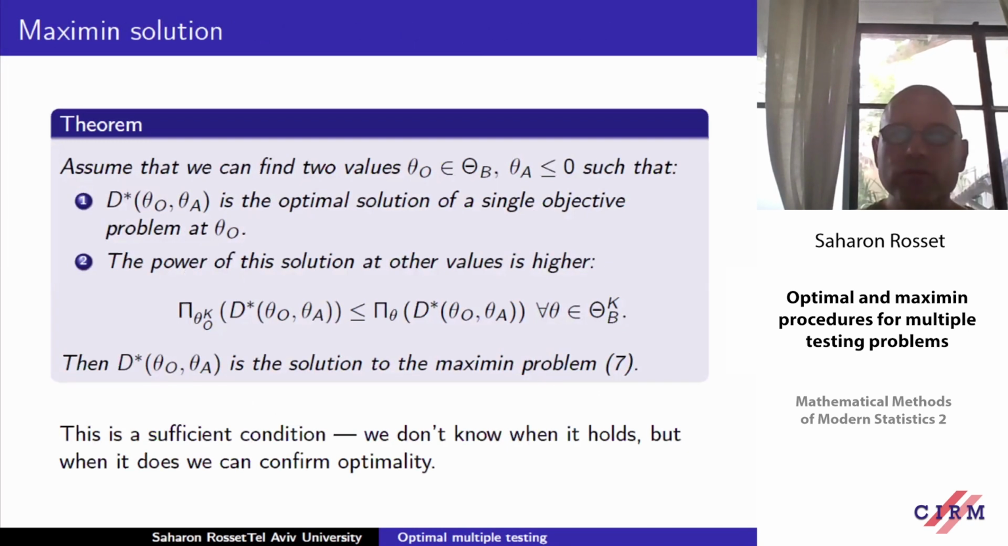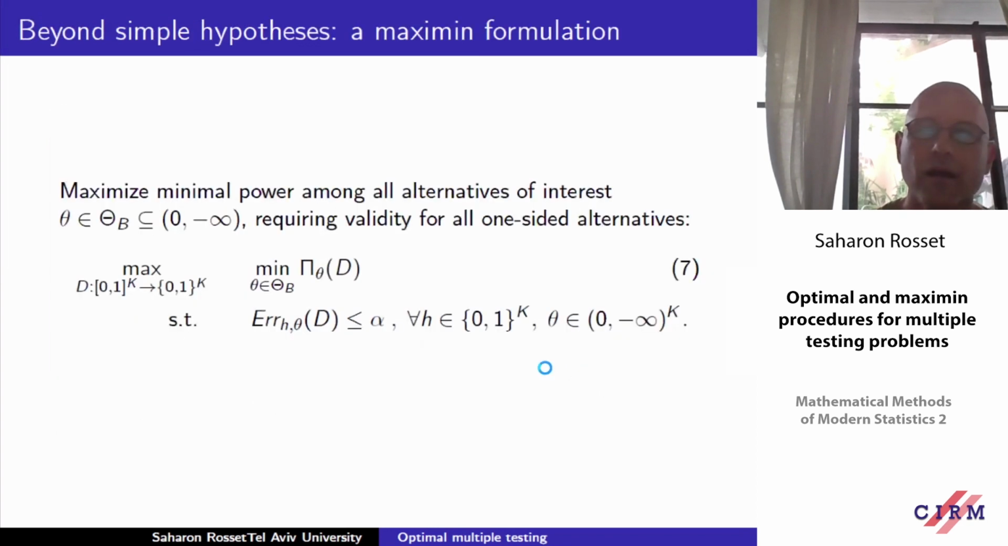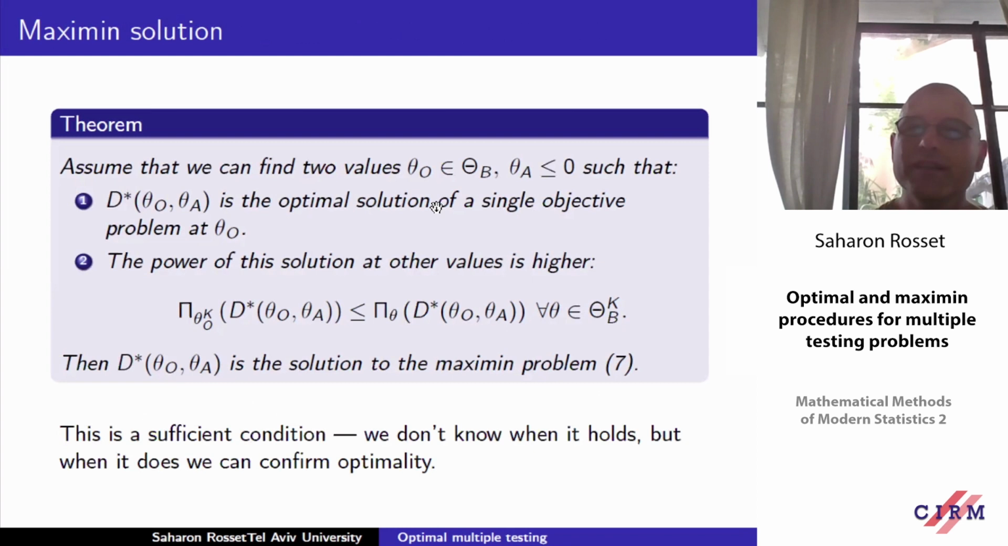I'm going to skip the details which are a little involved, but the point is that we have a theorem which is a sufficient condition, a recipe that if you can find some type of solution, then you know that it's actually a solution to your minimax problem. Sorry, and the point is you have to find basically two values: a value in the alternatives you consider for the power, and a value in the entire set of alternatives you consider for the control, for the error.